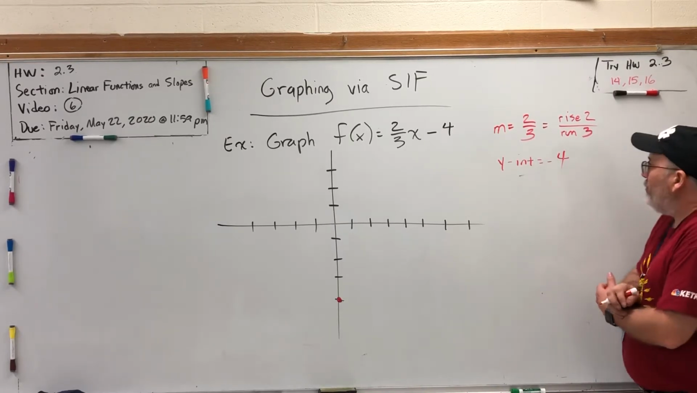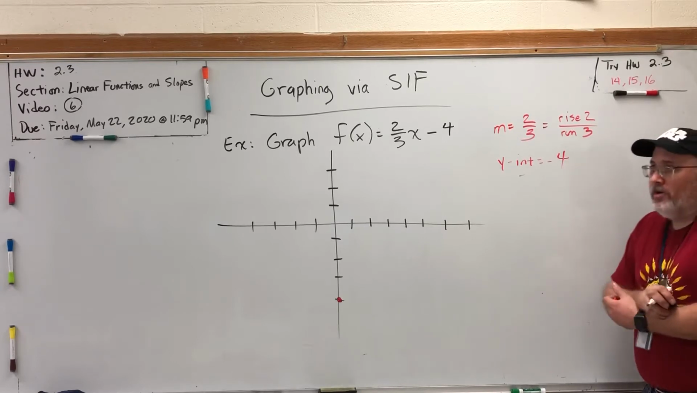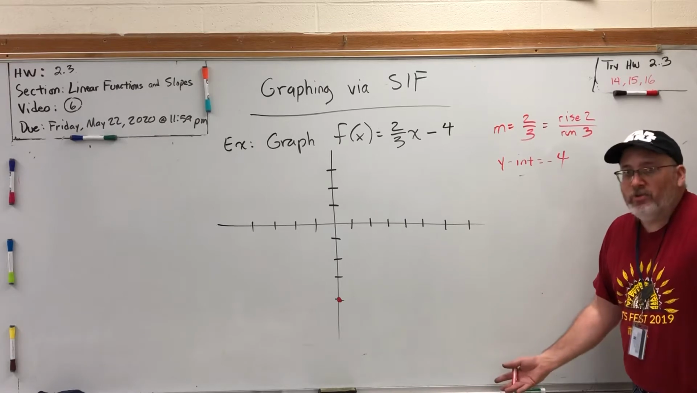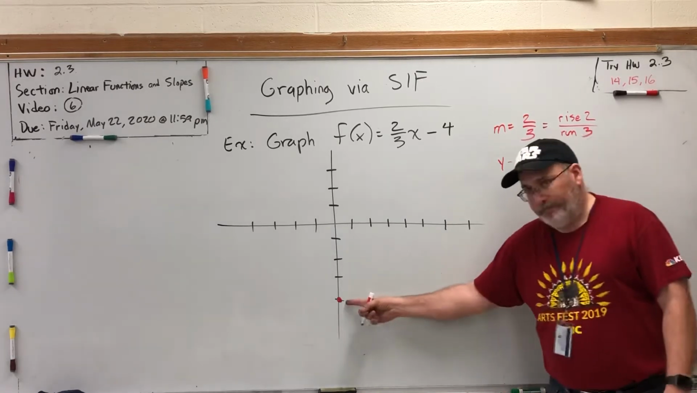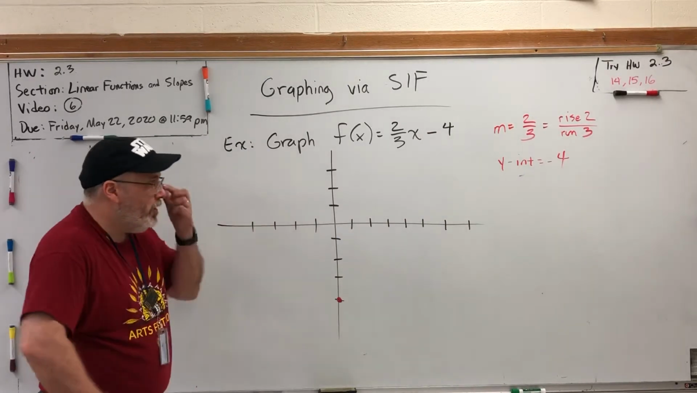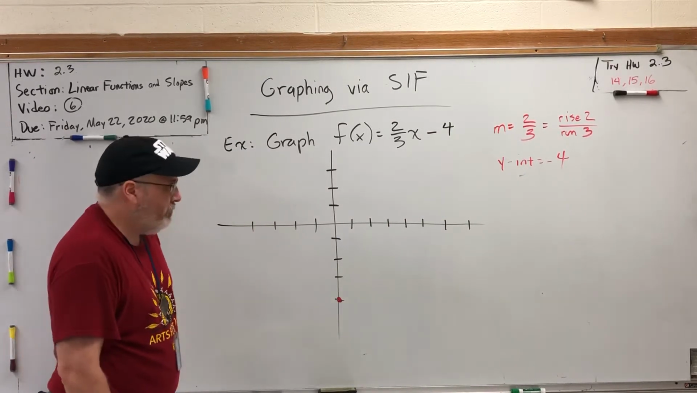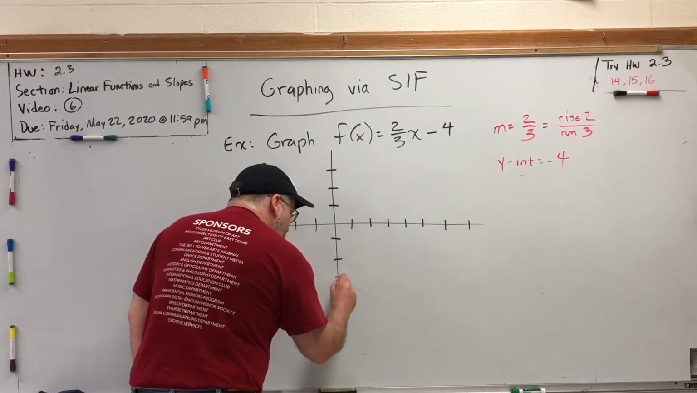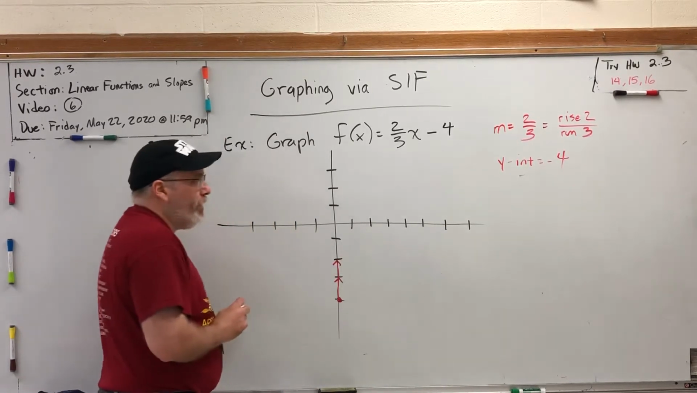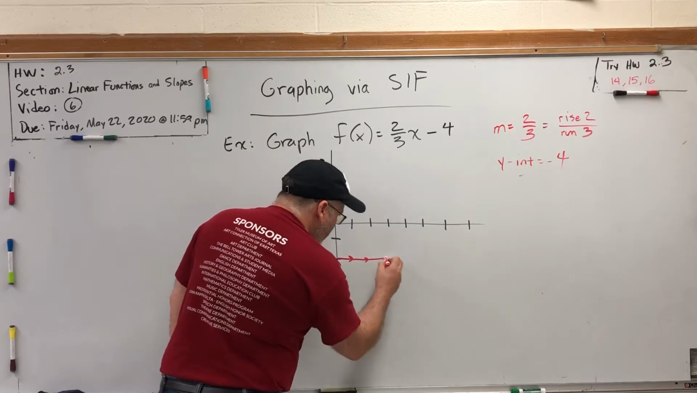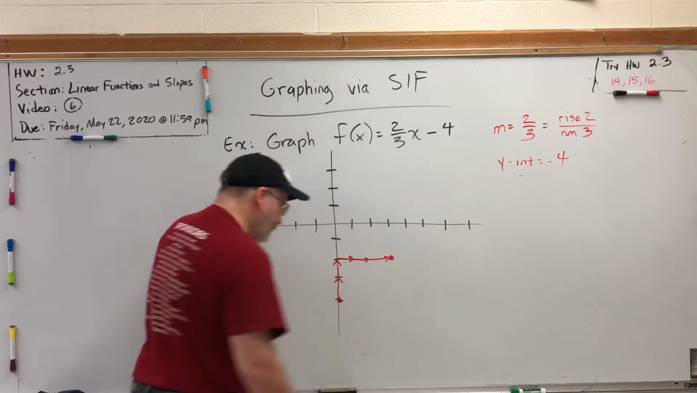But if I'm going to rise 2 and run 3, from where do I rise 2 and run 3? The answer is any point that you already know is on the line, like this one. So if you have an equation or a function in slope-intercept form, you can start at the y-intercept, and then according to the slope, rise accordingly. So we're going to rise 2, and then run accordingly. We're going to run 3. So 1, 2, 3, and that'll put you at a new location.